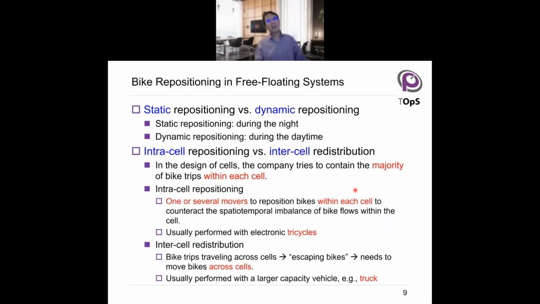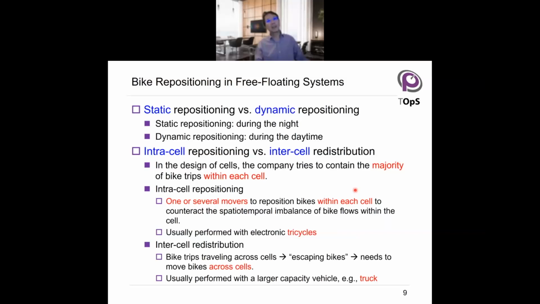And also we have this notion of intra-cell repositioning and inter-cell redistribution. So normally, although the company, when they partition the cells, tries to contain the majority of bike trips within each cell, they cannot avoid some escaping bikes. So for example, I find a bike within one cell, but then I take the ride and drop off the bike in another cell, because cells are only for the company's ease of management. For customers, we do not have the notion of a cell. We ride the bike based on our travel need.